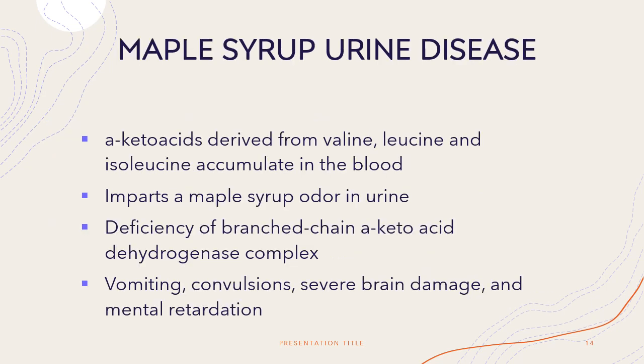Syrup urine disease. This one is also called branch chain ketoaciduria. The alpha keto acids derived from leucine, valine, and isoleucine accumulate in large quantities in the blood, and it imparts a maple syrup odor in urine, a sweet odor.